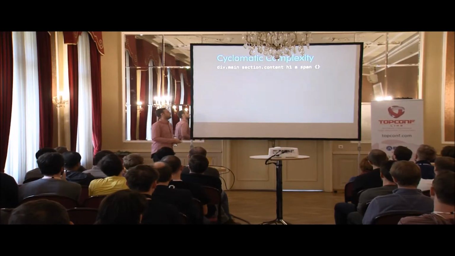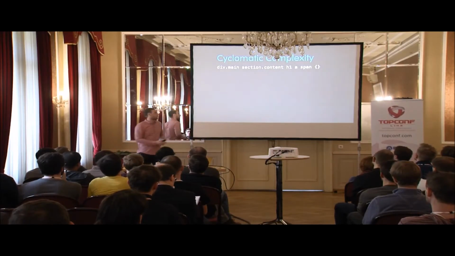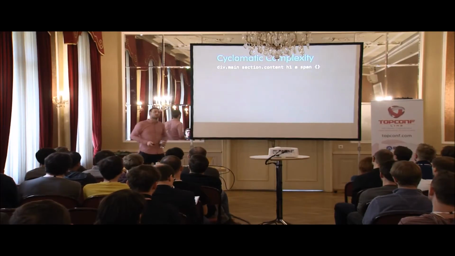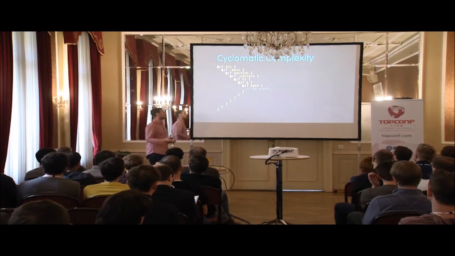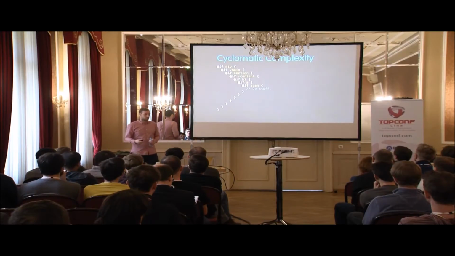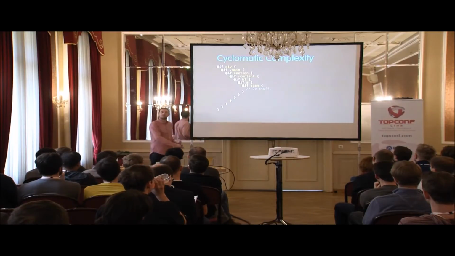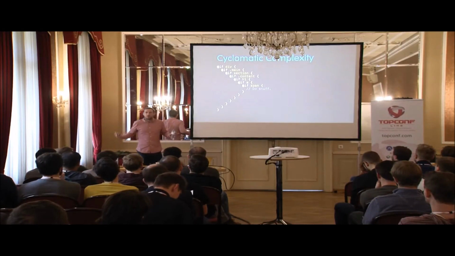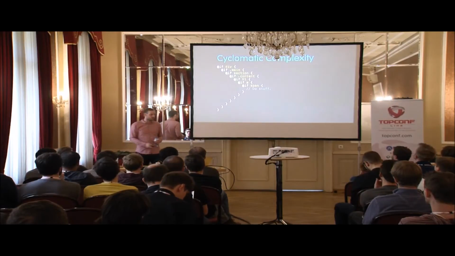If we see a selector like this, again, we've probably all seen something like this before. This has a really high cyclomatic complexity because what this selector is actually saying is, if there's a div with a class of main, and if there's a section with a class of content, and if there's an H1 with an A inside it with a span inside that, then do this. We're asking the browser all these questions. There's not really a performance hit from this; that's not what worries me. What worries me is that we're just making very complex selectors for no real good reason.